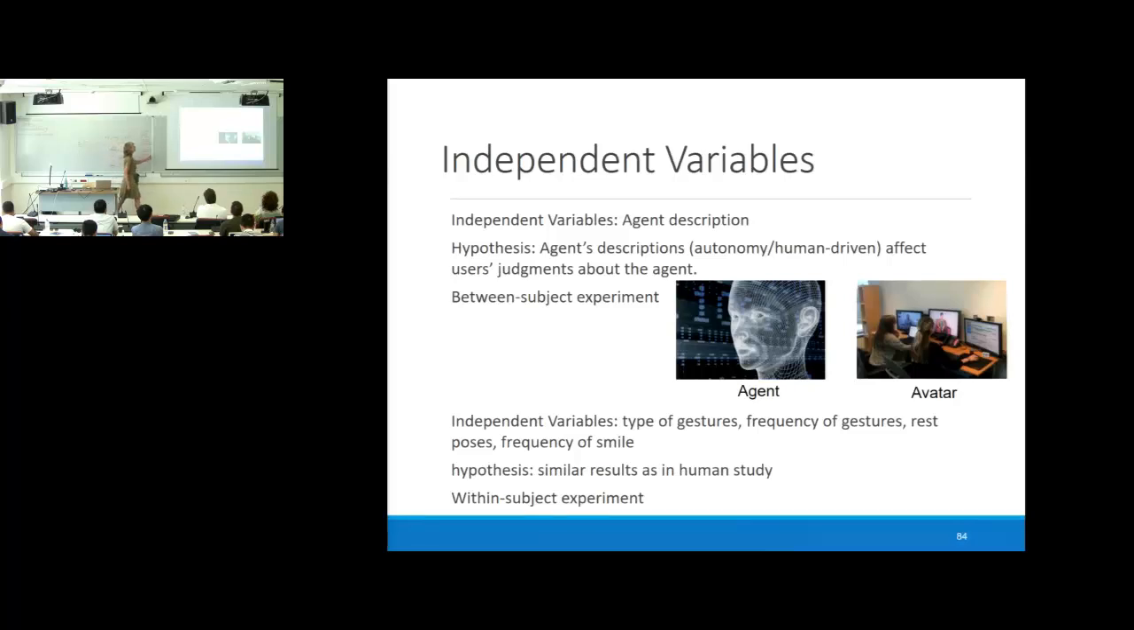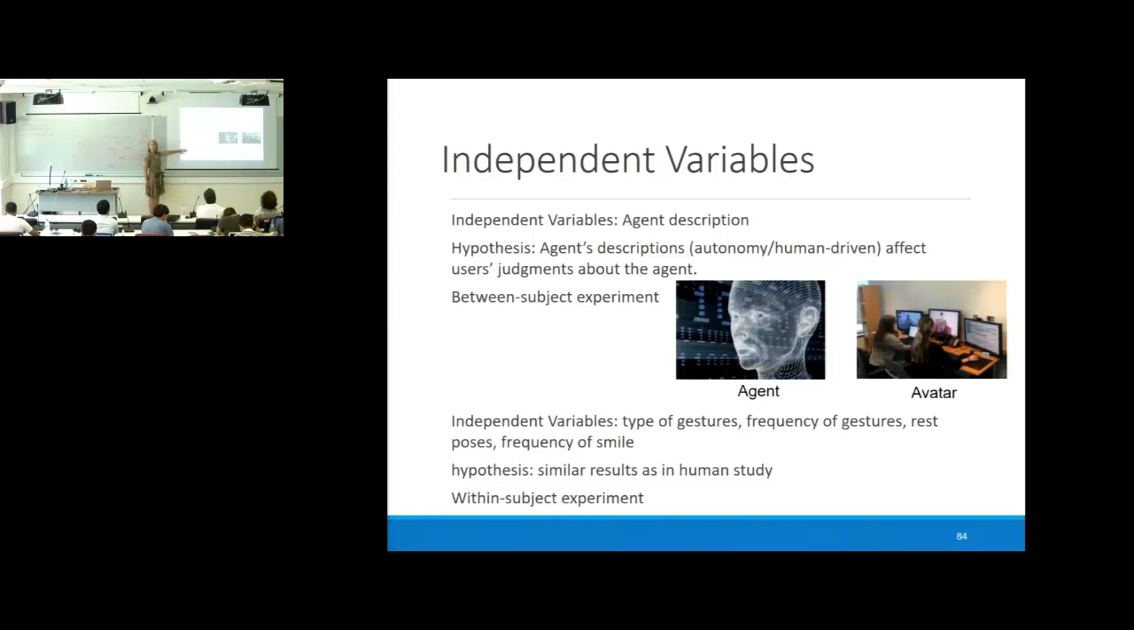Okay, so the independent variable here was the agent description. It could be either an autonomous agent, that means an AI that drives the behavior of the agent, or an avatar controlled by humans. So we explained to participants these two settings, and we had the hypothesis that the agent description will affect the judgment on the agent. And for that, we have a between-subject experiment. So each participant could see either the agent condition or the avatar condition.